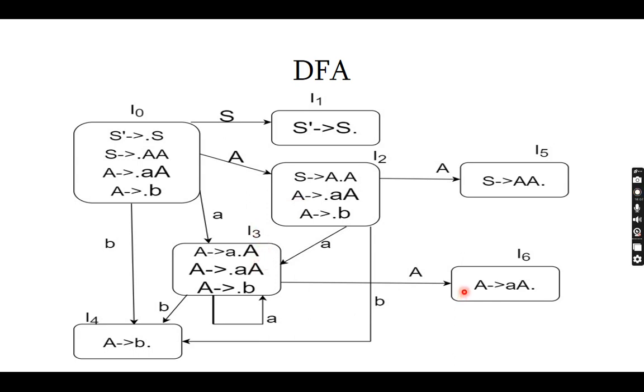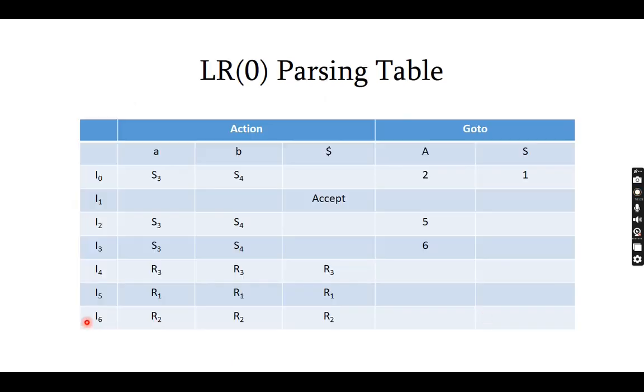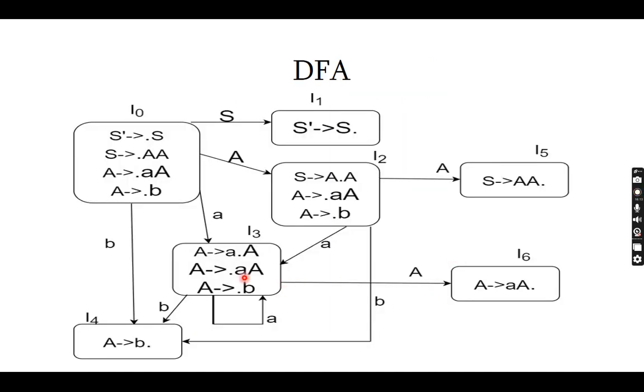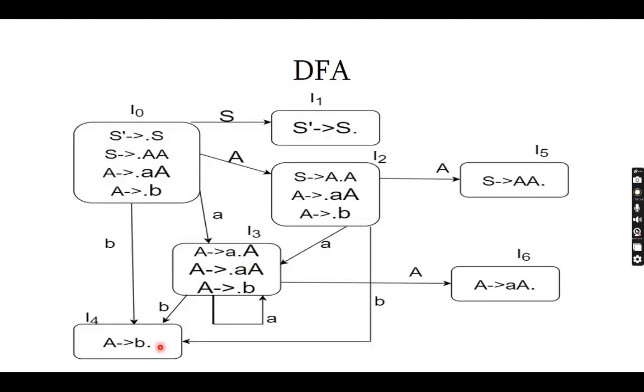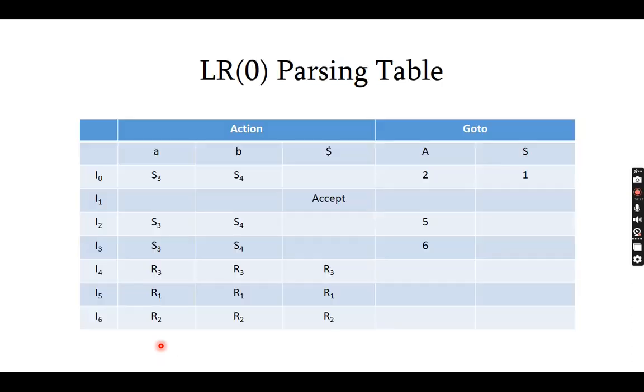I3 on capital A going to I6, so I3 on capital A is 6. I3 on small a going to I3 only, a self loop. I3 on small a going to I3, so that is why I have to write S3. And I3 on B going to I4, so S4.